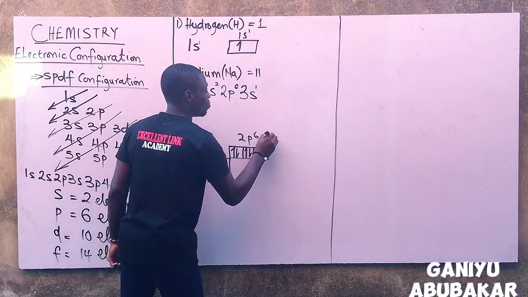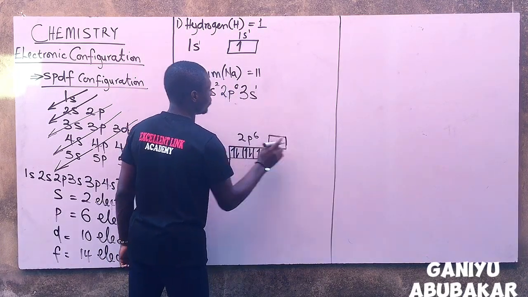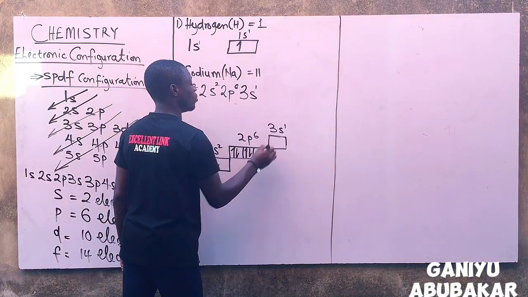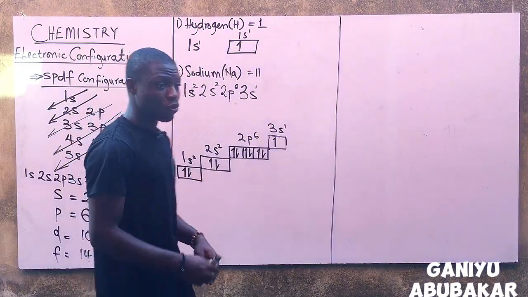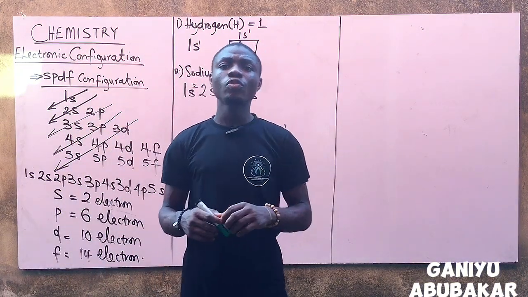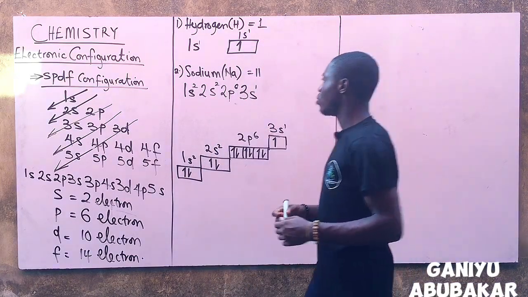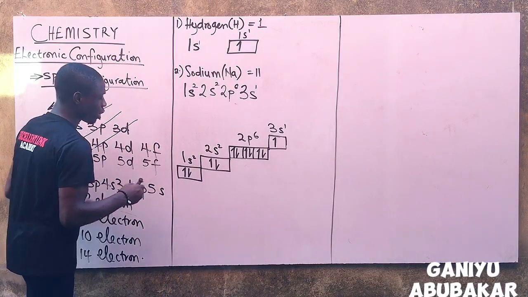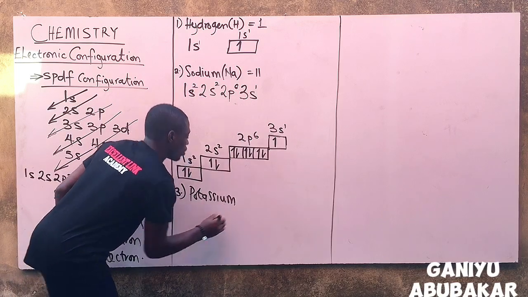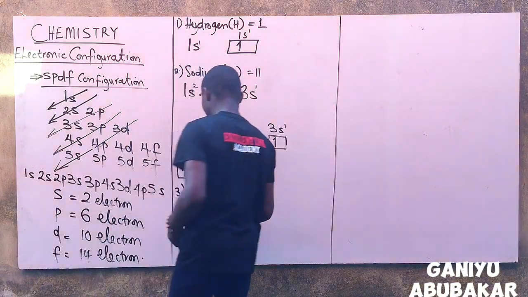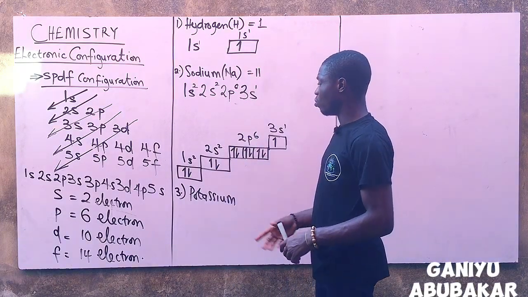For 3s to power 1, we said a box contains just what? 1 electron, right? This is 3s to power 1. I have the up one, not the down one. Start with the up one. So this is the SPDF configuration for sodium. All right, at this point you can just try to do potassium on your own and try to draw the SPDF configuration for potassium.